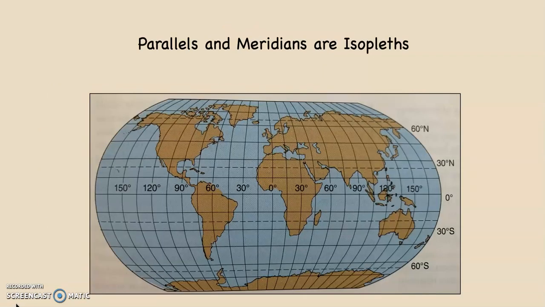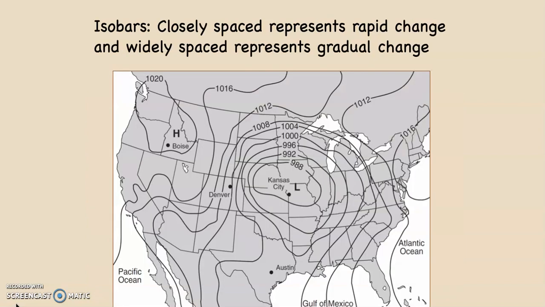Let's take a look. You're, of course, familiar with parallels and meridians, lines of latitude, lines of longitude. These are types of isopleths. Every parallel is connecting points of equal latitude, and every meridian is connecting points of equal longitude. Therefore, those are isopleths, types of isopleths. Here's a map that shows isobars. This is the United States.